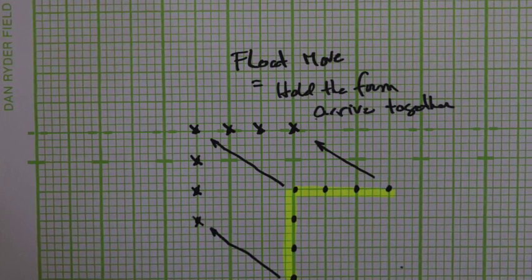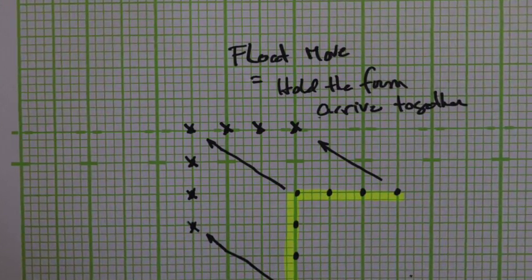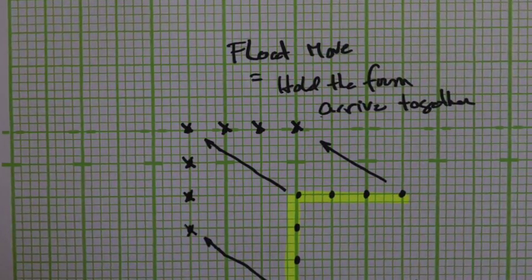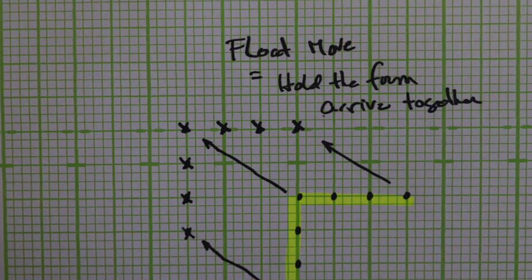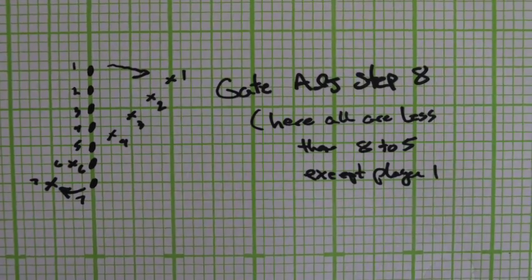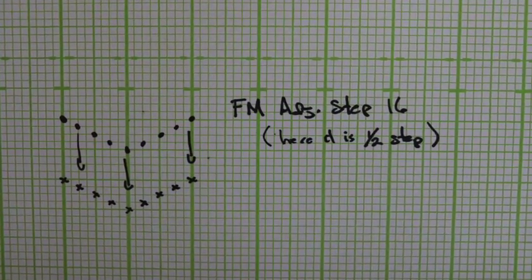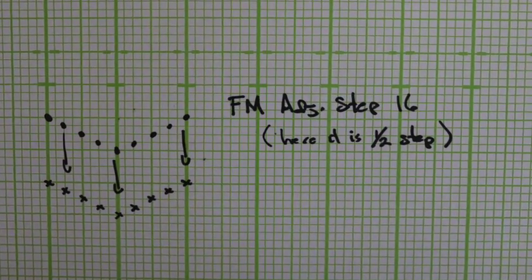Float equals hold the current form you are in and move together to a new location. The form will stay the same all the way throughout. Adjusted step. We use this term to let you know that your step size will be less than or larger than the standard 22.5-inch step.